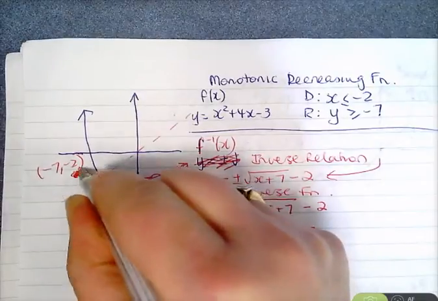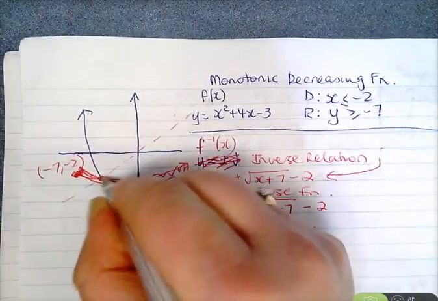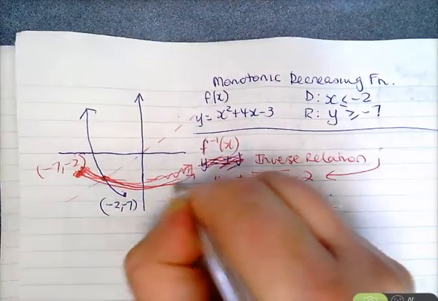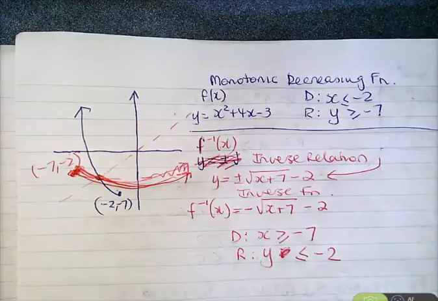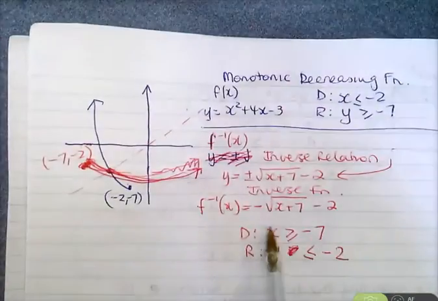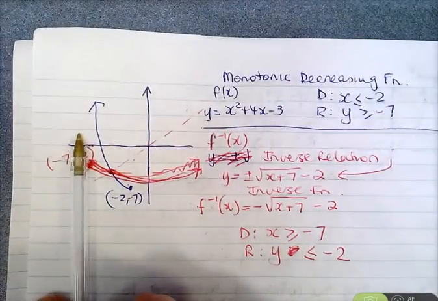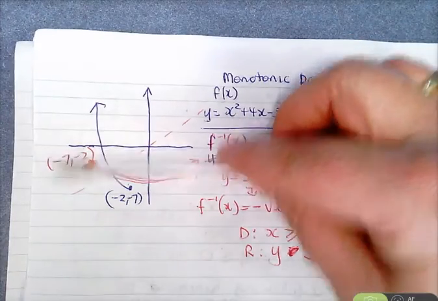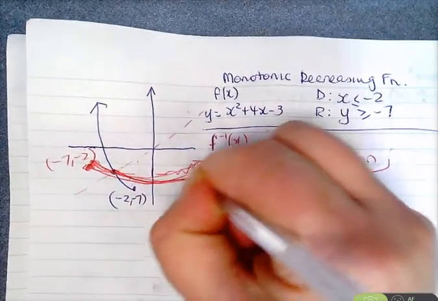I'm sure you can draw a better one. Just make sure that they intersect on the line y equals x. That's really important. Okay, and it's there. All right, so let's just have a look at this domain. Is it x is greater than or equal to -7? Yes, it is. And is the range y is less than or equal to -2? Yes, it is. So it goes more like this.